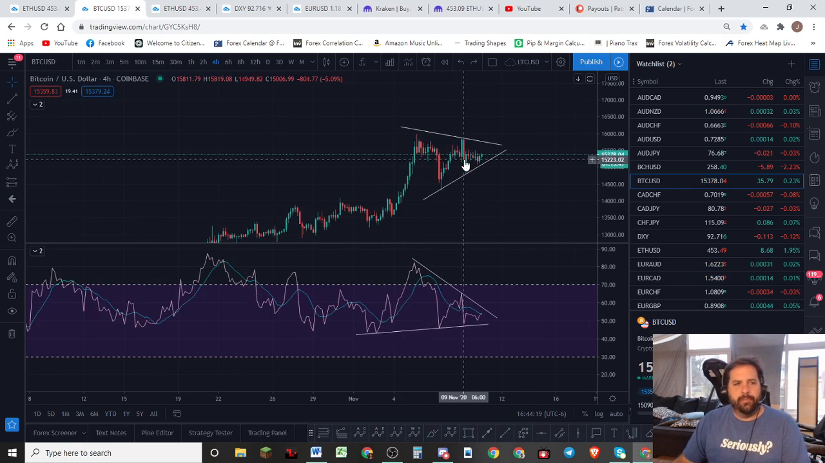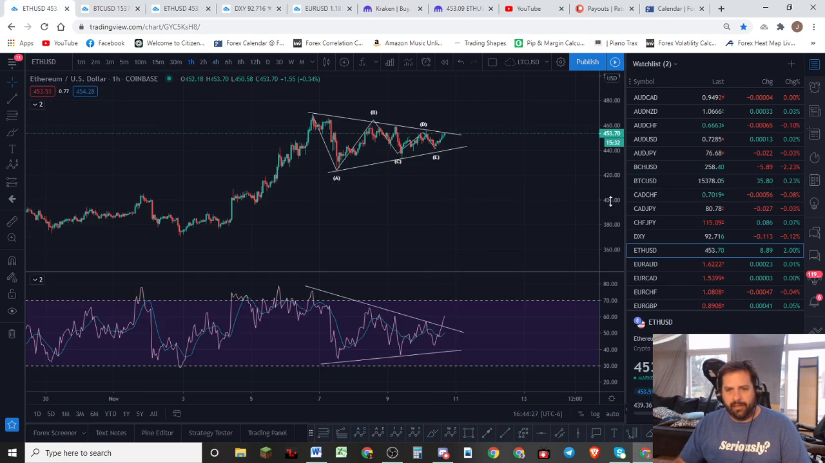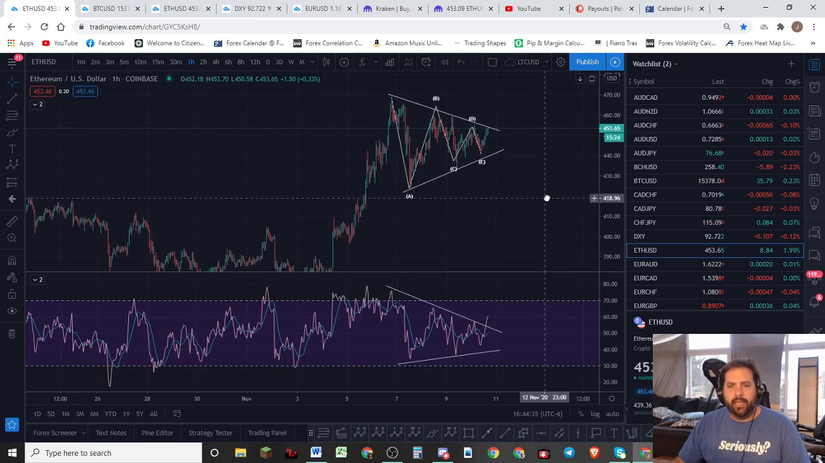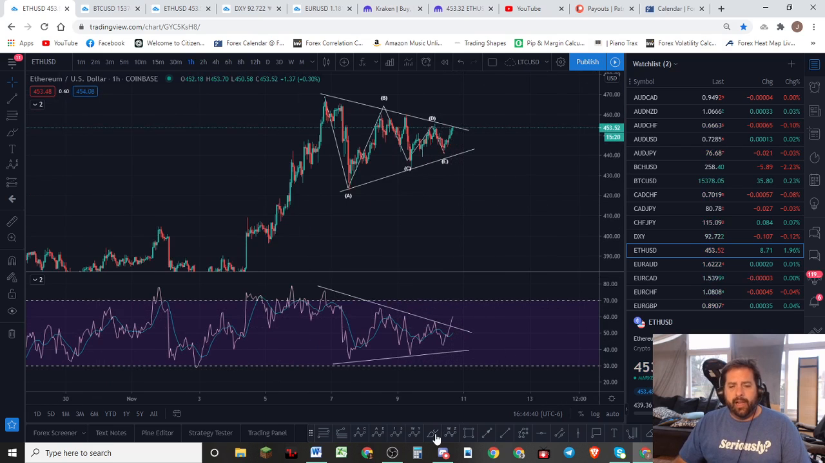Okay, so some hints about how you might play this. Since Ethereum is showing all the signs of a good triangle and it's beginning to break out, let's talk about how. First off, the biggest clue I like to look for is I draw the lines on the RSI, and you can see that the RSI is broken out, even though price isn't broken out. Because the RSI is broken out, that's a good signal.